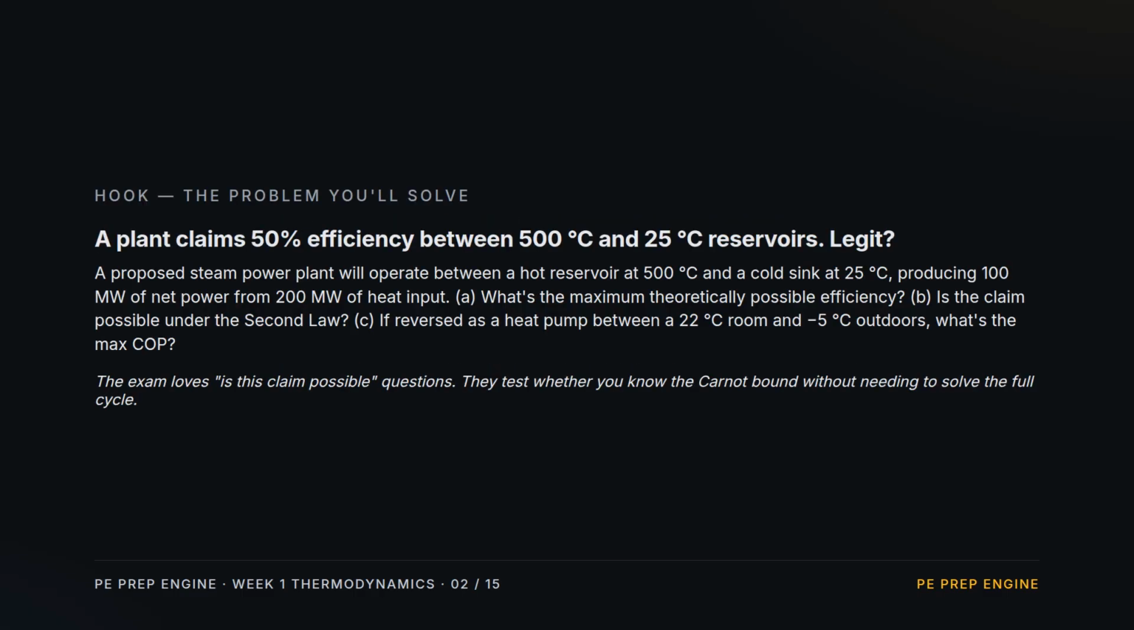Here's the problem. A steam plant between a hot reservoir at 500 Celsius and a cold sink at 25 claims 100 megawatts from 200 megawatts of heat input. 3 parts. The theoretical maximum efficiency between those temperatures, whether the 50% claim is possible under the second law, and reversed into a heat pump between a 22-degree room and -5 outdoor air, the maximum COP.